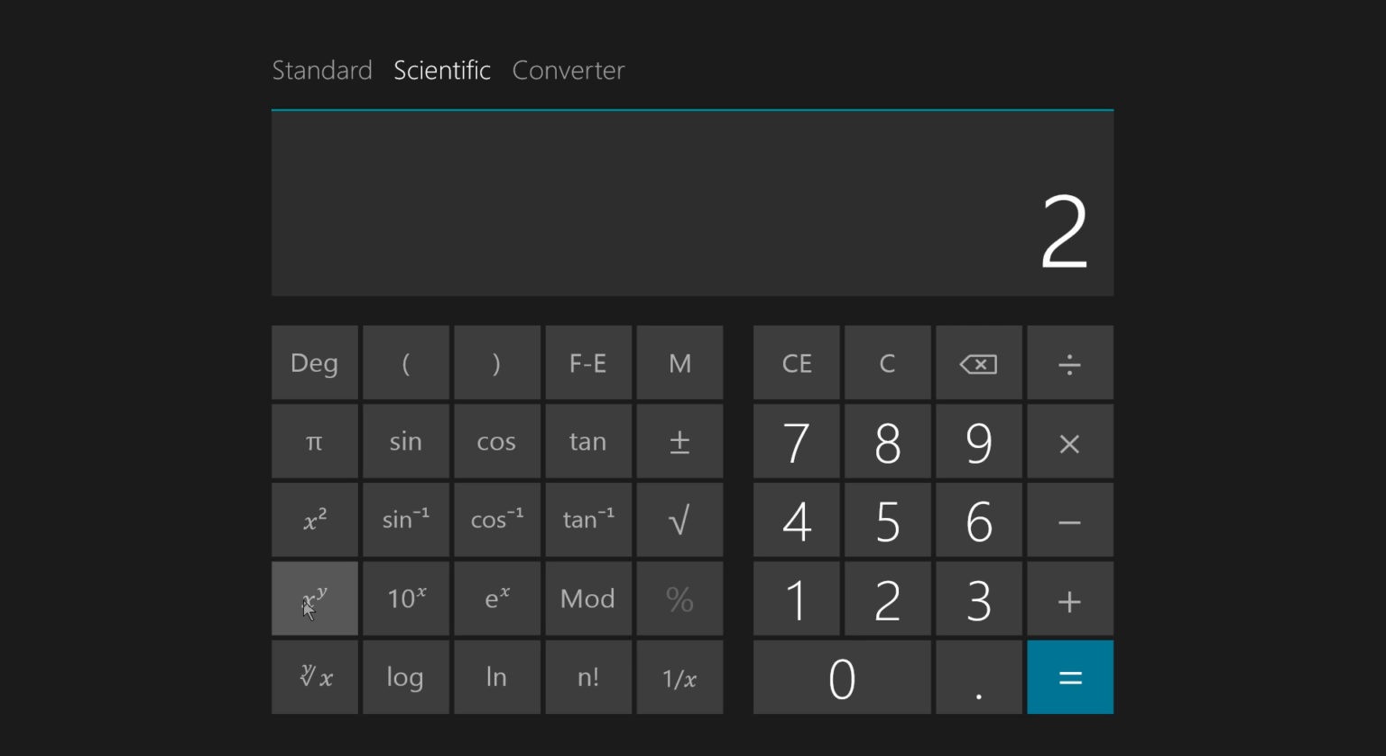2 x to the y 3 equals 8. That means 2 to the third power equals 8. Let's try 2 x to the y to the fourth power equals 16. Well, that's 2 times 2 times 2 is 8. And 2 times 2 times 2 times 2 is 16.